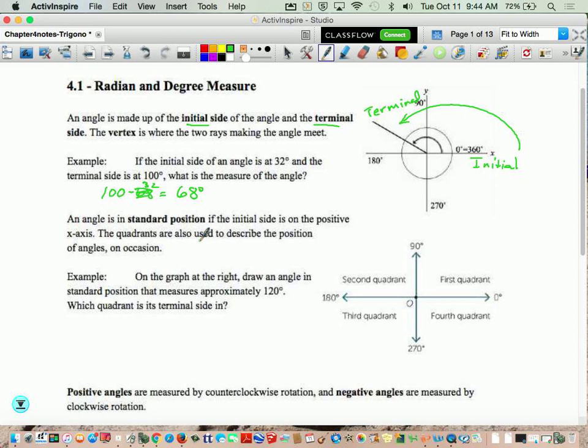But typically what we do is we put something in what's called standard position. So we're always going to start here at the positive x-axis. We'll always have one side sitting here, and then we'll open it up to another terminal side. So we're all doing the same thing.